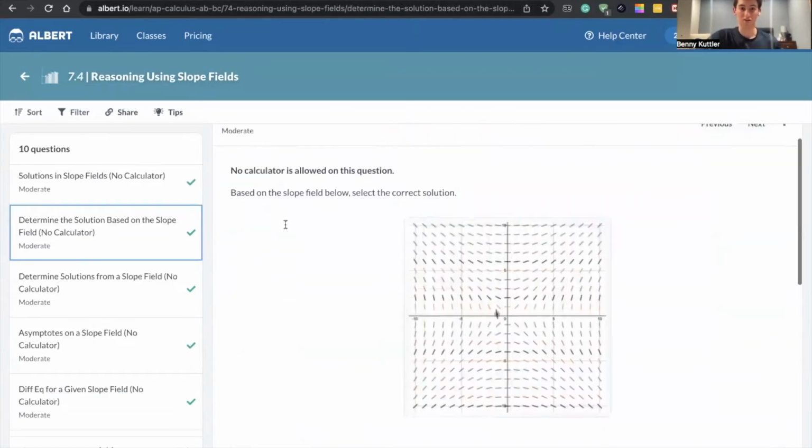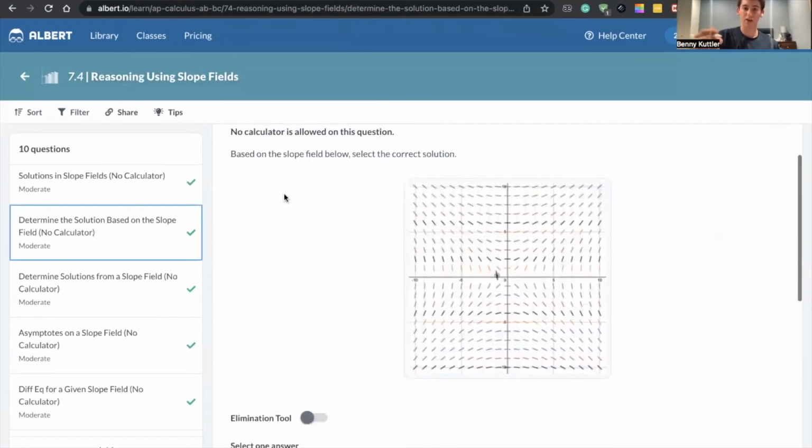And reasoning using slope fields. So when you have a slope field like this, or you draw one yourself, they might ask you something about what the solutions look like. So a slope field basically just shows every possible function with different initial conditions. So if we started with the initial condition, let's say it started here, then it would look something like this, and then something at the bottom too. It would be around here. So you just follow the lines to make these.